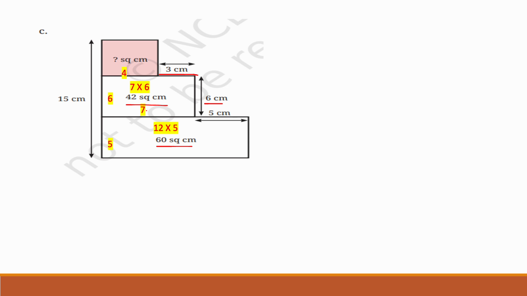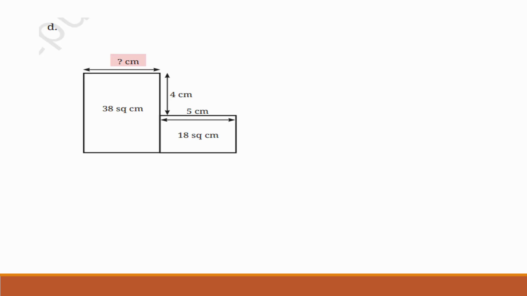First rectangle is width is given as 4. We have to find the length. So total it is 15 centimeter. Up to here it is 15. Then 6 plus 5 is 11. So up to here it is 11. So 15 minus 11 is 4. So area is 4 into 4. It is square. 4 into 4 is 16. 16 square centimeter.